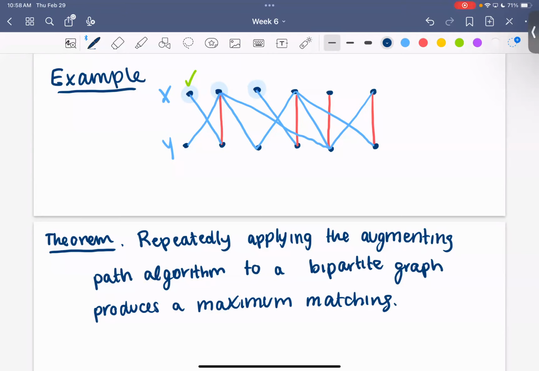Okay, so go ahead and try that for this example. Just repeatedly apply the augmenting path algorithm, and we may come up with different matchings, but in the end, the size should be the same, and that should be maximum. I'm also just going to do this while you all work on it.